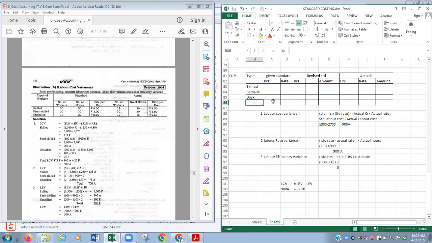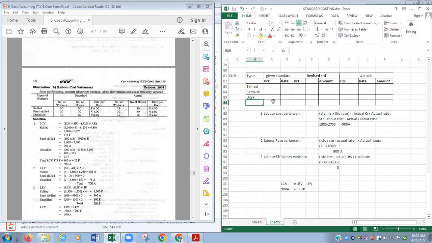Let us see whether given standard and actual is for same number of units, then we need not make this table only. We can directly use their table. Are you getting it? If they provide you with a table, and if the quantity of standard and actual are same, you need not repeat that table. You need not copy that table again in your solution.